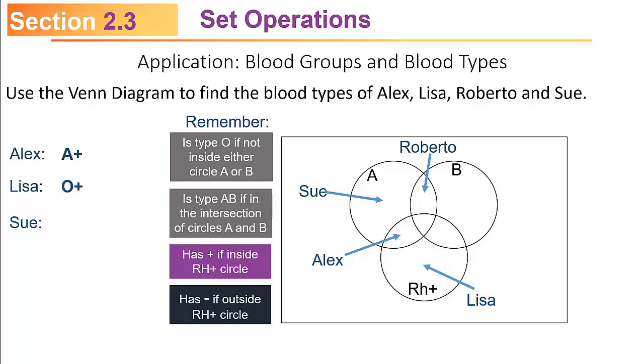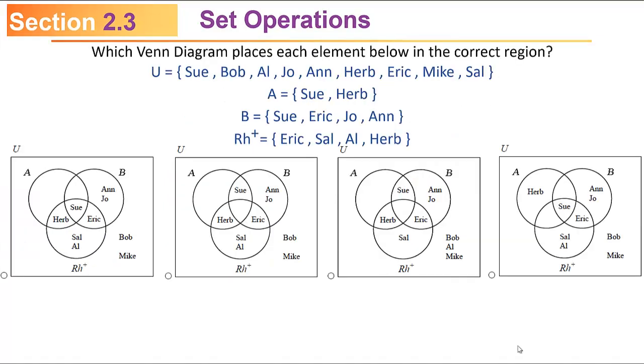Sue is inside the A circle, but not in the overlap. But Sue is not in the Rh positive circle, so Sue is negative. Sue would be A negative. And finally, Roberto is in the overlap between A and B, so Roberto is an AB, but Roberto is not inside the Rh positive circle, so Roberto would be an AB negative. So you can see how easily this works once you remember those four things in the remember column.